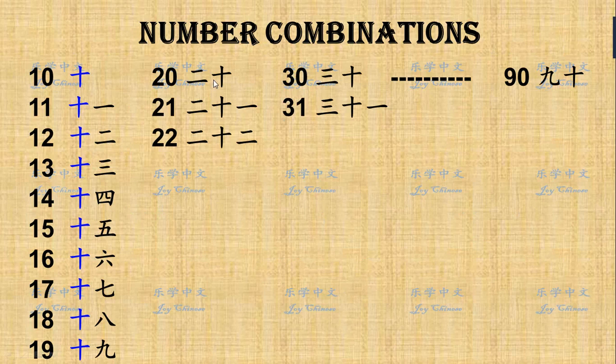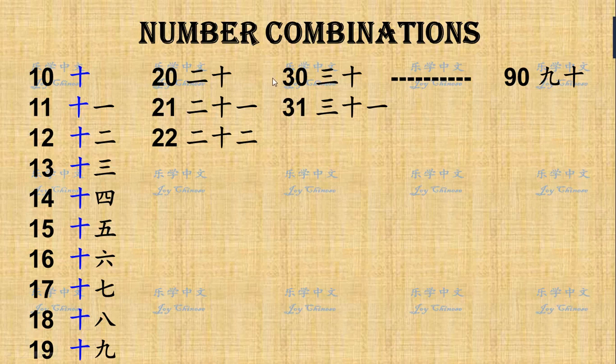Then you go to 20. So for 20, you put 2 in front of 10. This is 20. We pronounce 20, and the pronunciation has no change. It's totally the same. And for 21, we pronounce 21, meaning 20 plus a 1. You just pronounce it. And then it's going to be the same until 29.